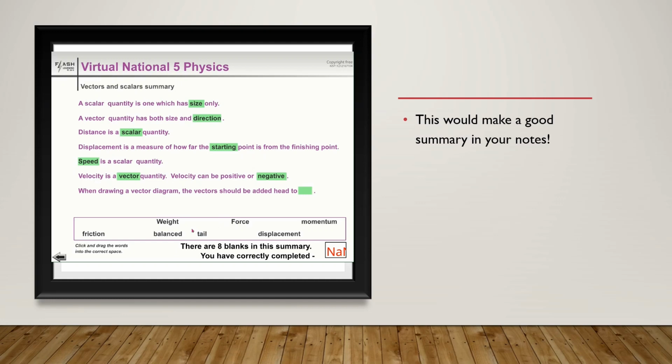When drawing a vector diagram, the vectors should be added head to tail. And it looks like the numbers aren't working, but I can assure you that that's right. So I hope that's helped you understand the difference between scalars and vectors. I'll put a few extra videos in if you need some more help.